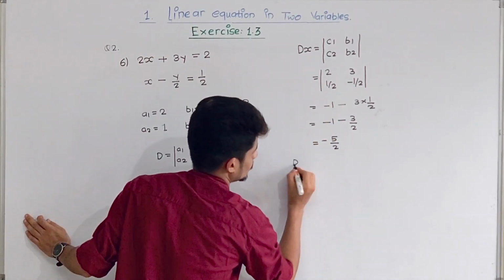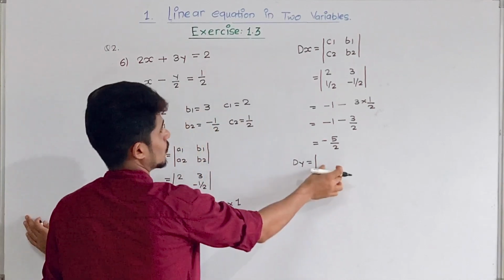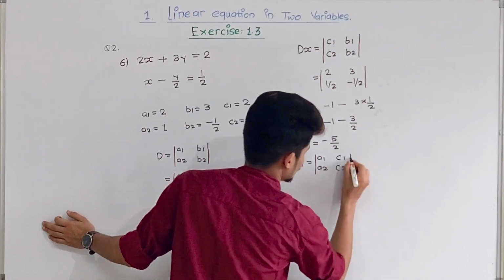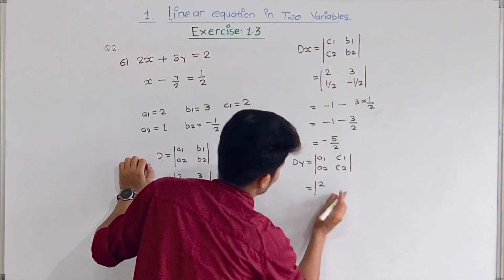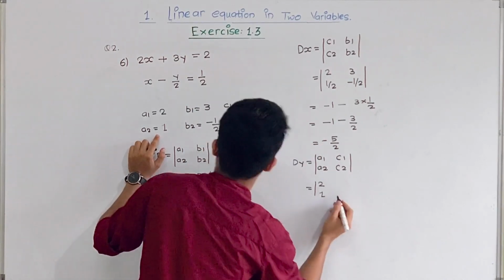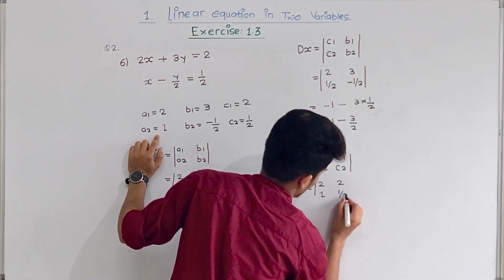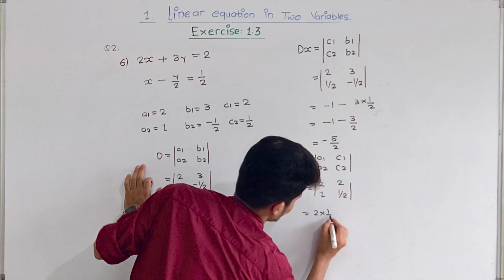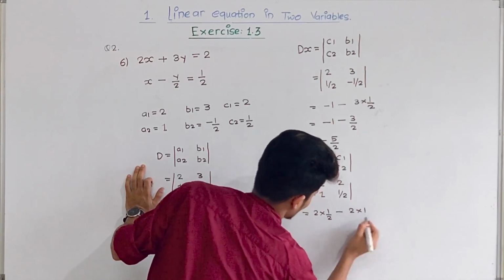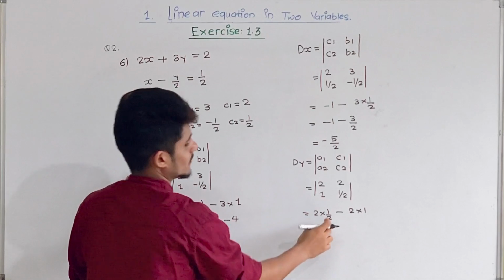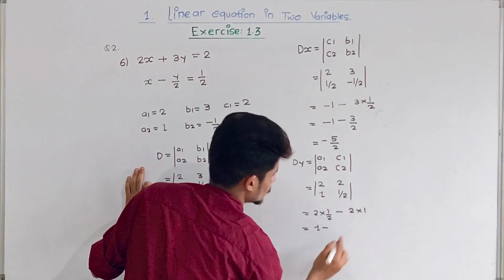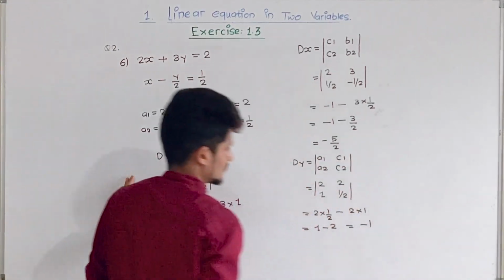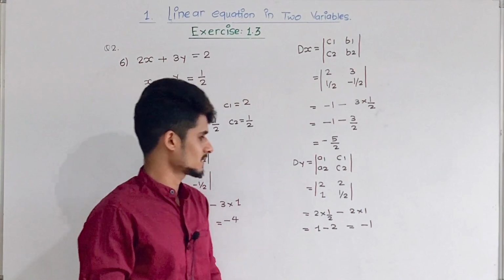Now we'll find the value of dy. So here the order is a1, a2, c1, c2. Substitute the values. a1 is 2, a2 is 1, c1 is 2, c2 is half. So cross multiply. 2 into half minus 2 into 1. So 2 into half, 2 cancel. Answer is 1. Minus 2 into 1 is 2. So 1 minus 2 is minus 1. So the value of dy is minus 1.